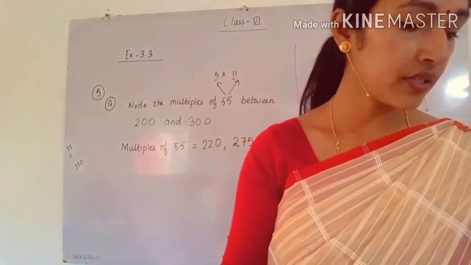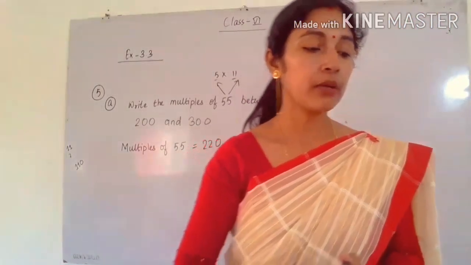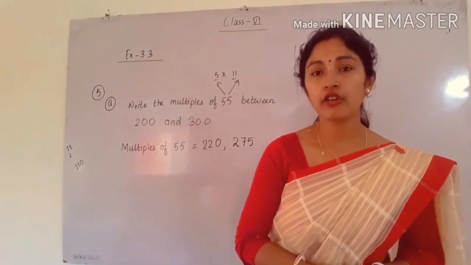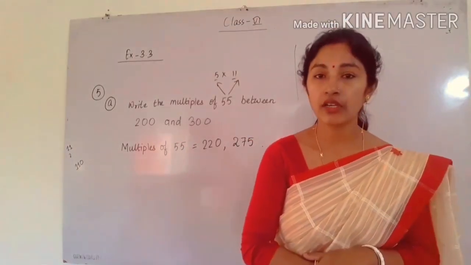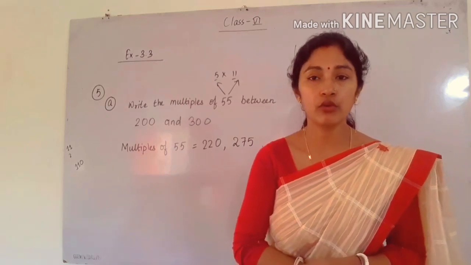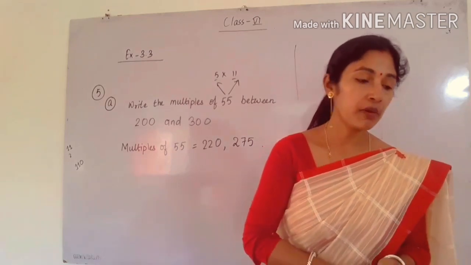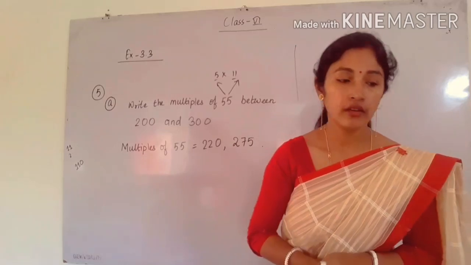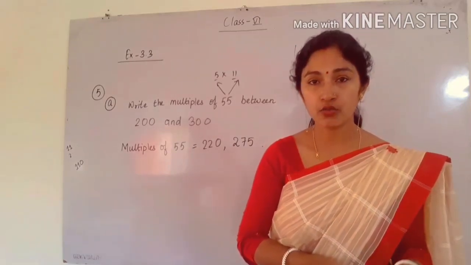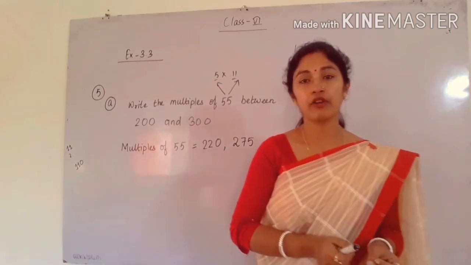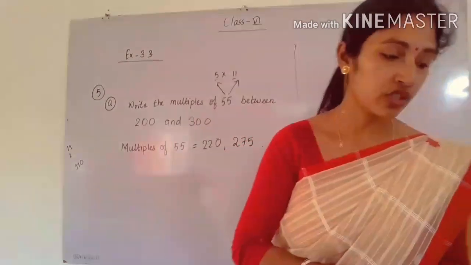Next, come to question number 6. State which of these are multiples of 2. For multiples of 2, you have to check the unit place. Suppose in number A we have 72. So 72 is a multiple of 2, as in the unit place we have 2. Next is number B, 81. In the unit place it is 1, so it is not a multiple of 2. Like that you have to check.